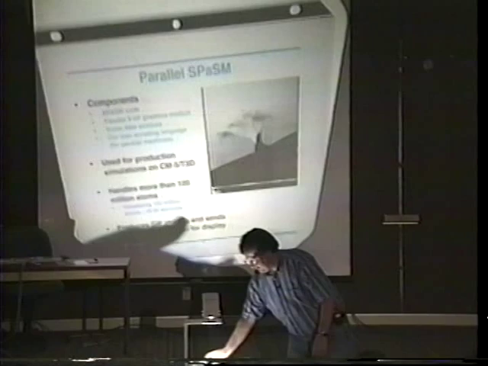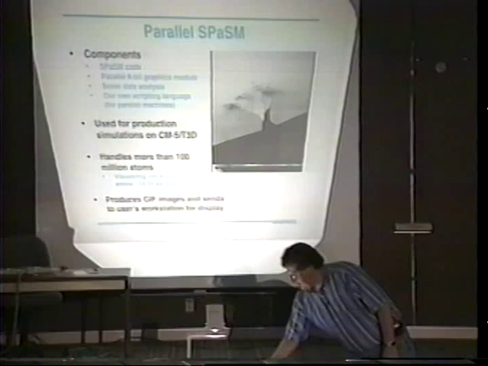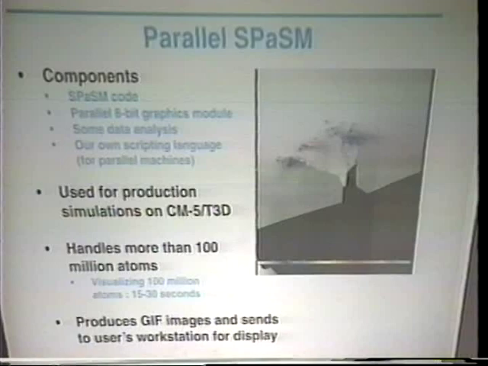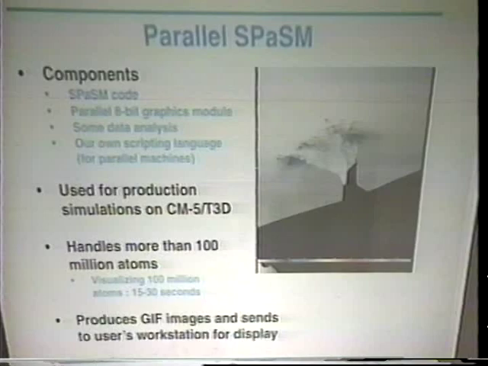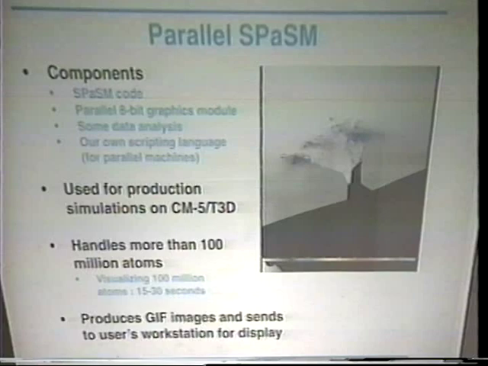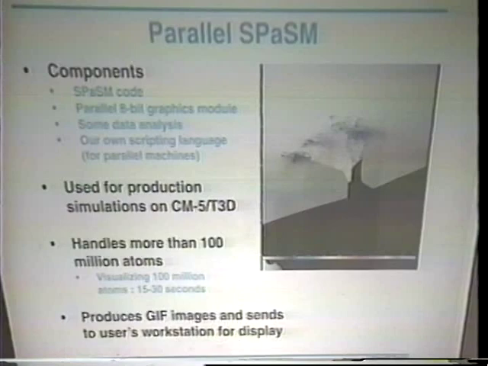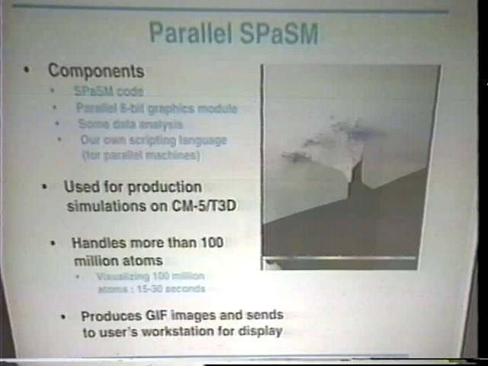So let's go through some of these examples. The parallel version consists of the Spasm code and a parallel 8-bit graphics module that we wrote. This graphics module is pretty bare bones, but we designed something that would be extremely memory efficient and work on parallel machines for us. It does some data analysis, and right now this uses my own scripting language. Nothing seems to work right on parallel machines, and at the time I'd gotten interested in scripting languages. I thought it'd be cool to write my own, and I could make something that would work on the parallel machines.